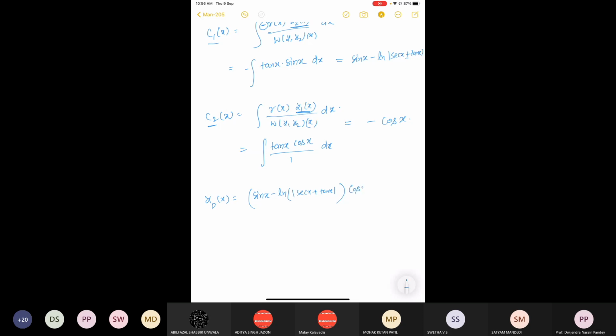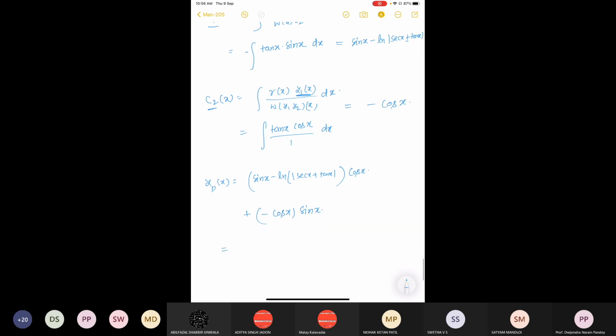So y1 is basically cos of x, plus y2 c2, that is minus cos of x into sin of x. So you can calculate, and this will be cancelled out here. So I will get here minus cos of x ln of sec of x plus tan of x. Is it okay here?